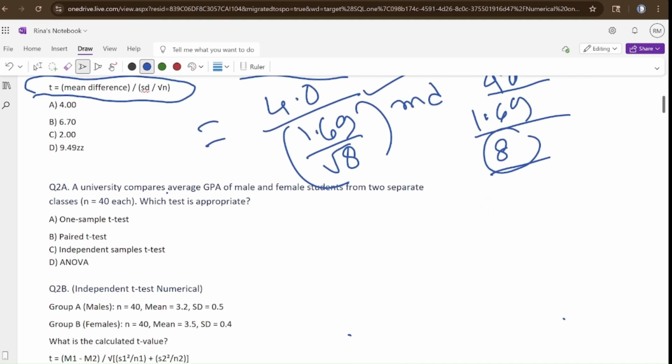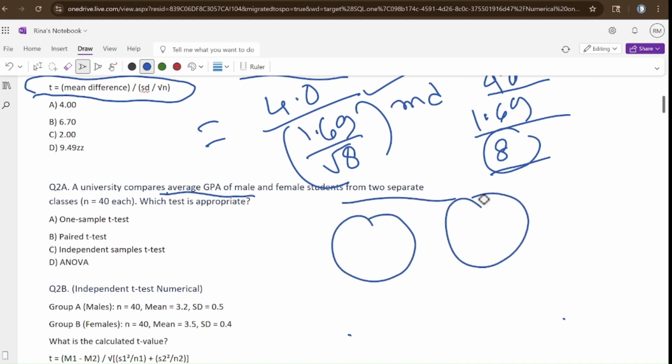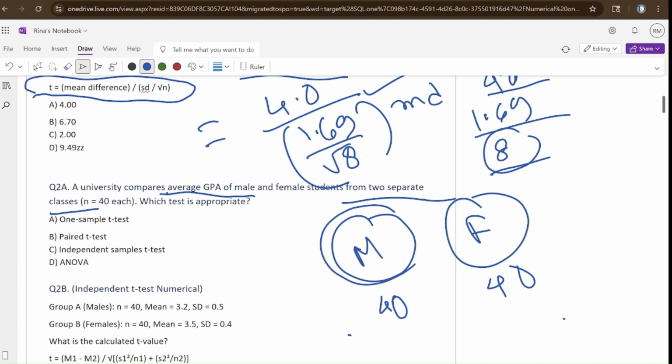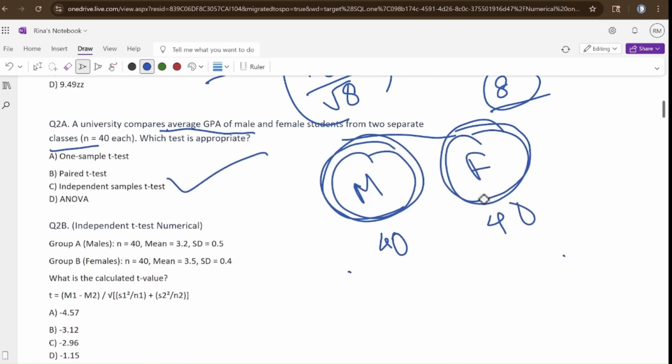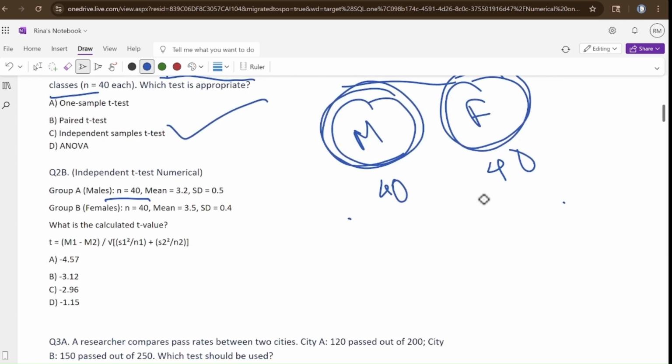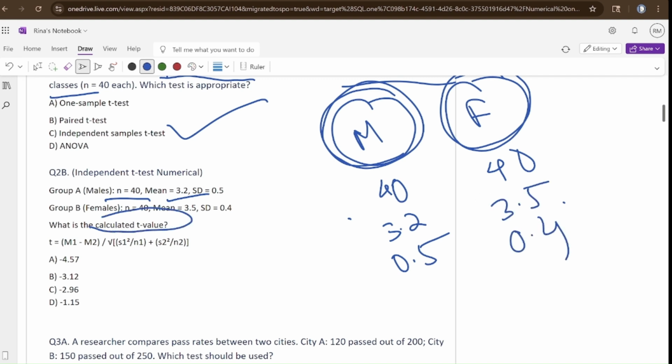Next question. A university compares the average GPA of male and female students from two separate classes, n equals 40 each. Male, female. You can see that these are separate classes, independent samples, so you will go for independent samples t-test. Let's say n equals 40 for both cases. Male: mean equals 3.2, standard deviation 0.5. Female: mean 3.5, standard deviation 0.4. Now you have to calculate the t value.